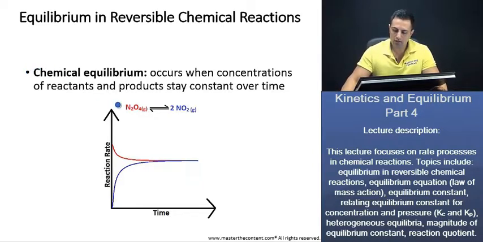Okay, wonderful. If we take a look at a reaction here of dinitrogen tetroxide going to nitrogen dioxide, we see here initially we have reactant present and we don't have any product present. With time, the rate of the forward reaction begins to slow and the rate of the reverse reaction begins to increase. When these two reactions have the same rate, at that point it's said to have chemical equilibrium. Okay, great. Now let's continue this idea on the next slide.